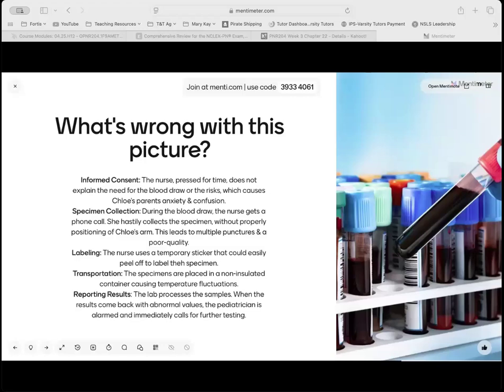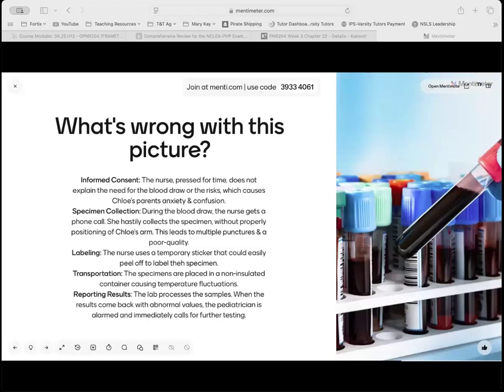What's wrong with that poor quality specimen? What's going to happen as a result? They won't get proper results. She'll need a redraw. We've got to do it again. We're not going to get accurate results. We're probably going to have to do it again.